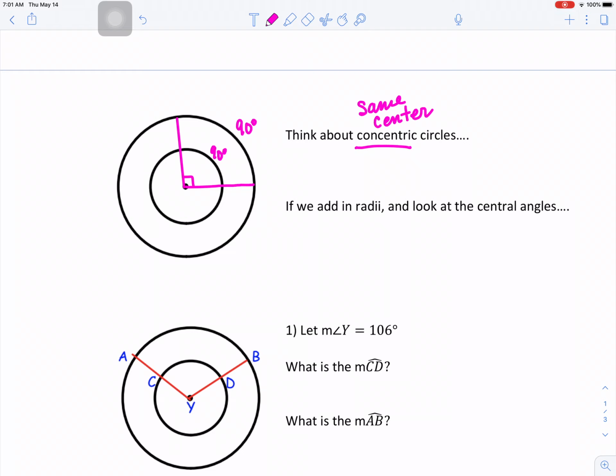Don't panic if you don't get the radians. That's okay. Don't worry about it. All right. Are they the same length?